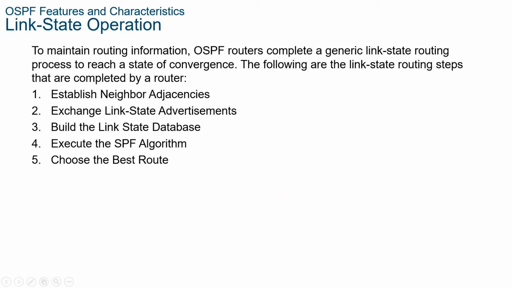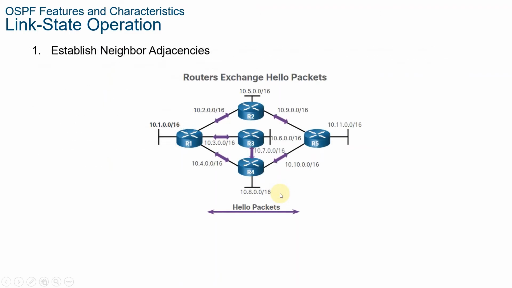Now let's talk about the link state operations. To maintain information, OSPF routers complete a generic link state routing process to reach a state of convergence. When we say state of convergence, we're talking about the stability of the network. The figure here shows a five-router topology, with each link between the routers labeled.